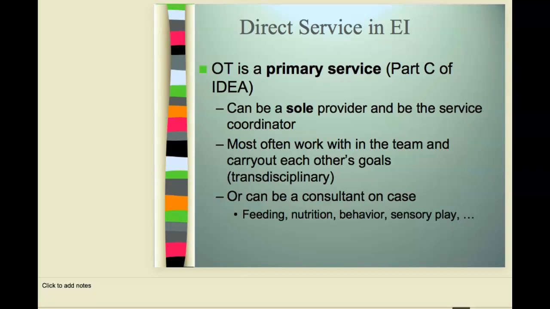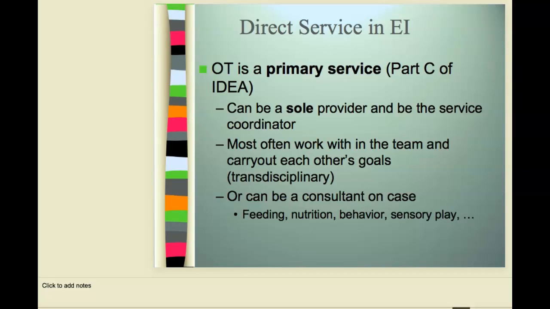Direct service in early intervention. In early intervention, OT is a primary service, okay, so Part C of IDEA. And what that means is that OT can be the sole provider of the service. They can also be the coordinator of the service. In most settings, this is not true for the occupational therapist, okay?